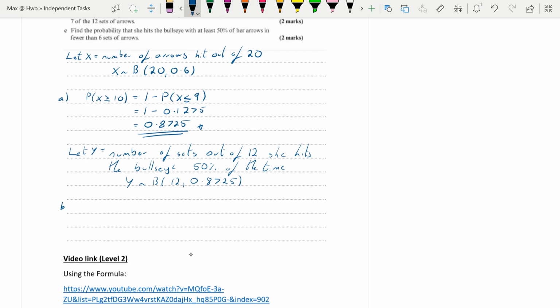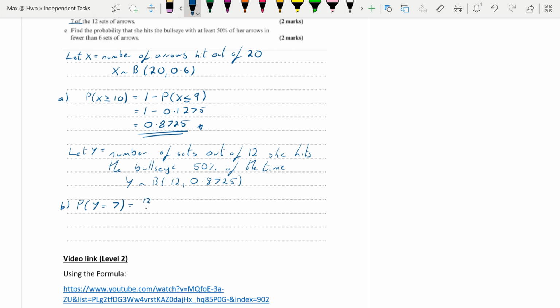Okay, so for part B, I want the probability she hits it 7 out of the 12. So I want exactly 7. So I'm going to look at Y equals 7. Now, just a rule of thumb for an exam, if we're doing an equals to, so we're looking at a PD function, use your formula.